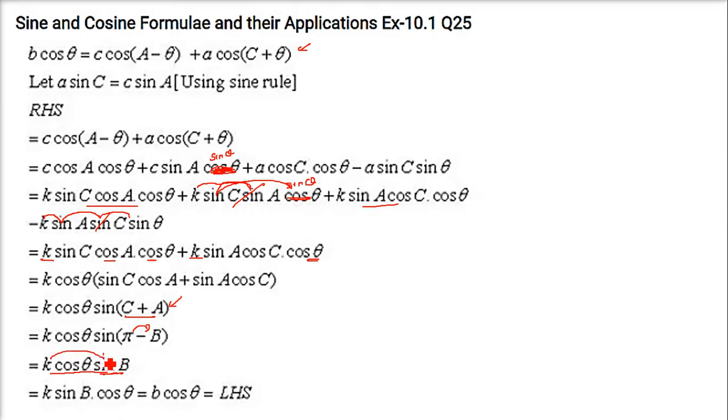Now this k sin B can be written as, because we know the sine rule, k sin B can be written as b. So this is b cos theta.